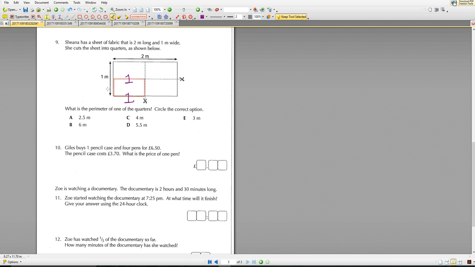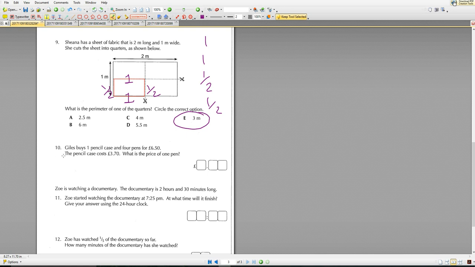Now, this is 1 meter. If you halve the 1 meter, we will get half a meter and half a meter. So we got 1, add 1, add a half, and that will give us a total of 3 meters. Because 1 add 1 is 2 meters, and add 2 lots of half will give you another meter, gives you 3 meters altogether. So it's all about the working out.